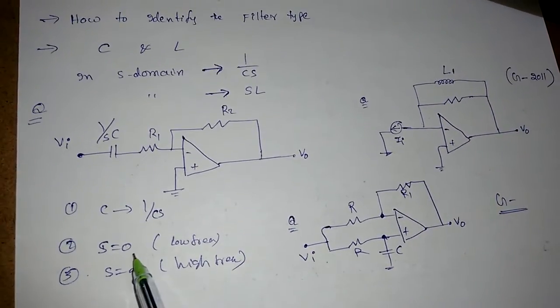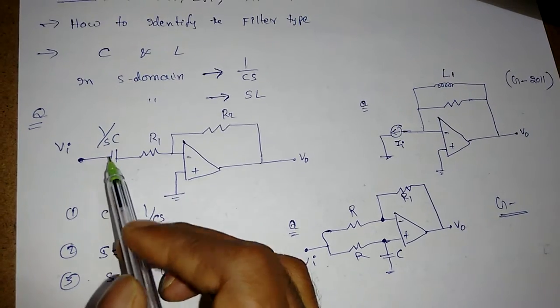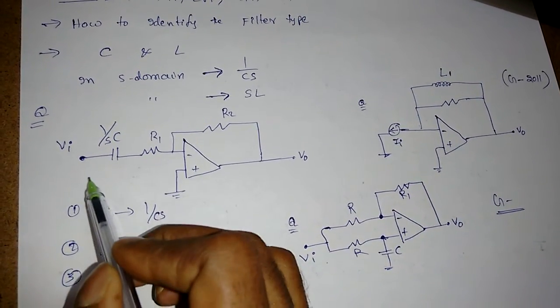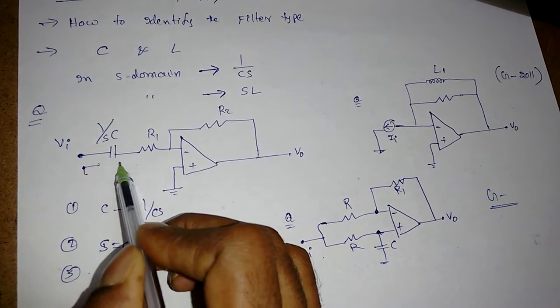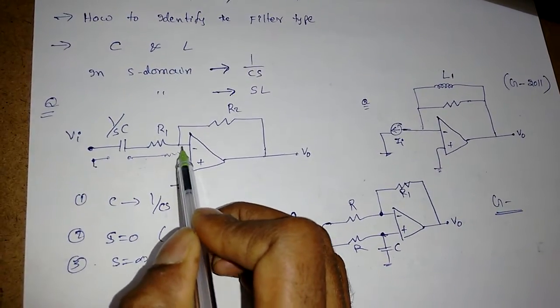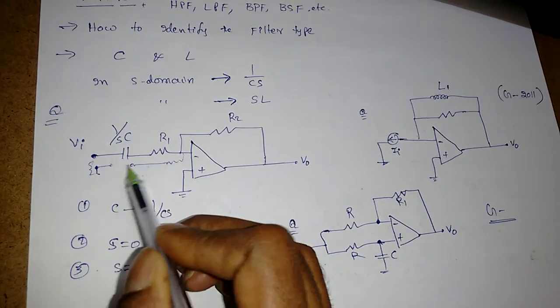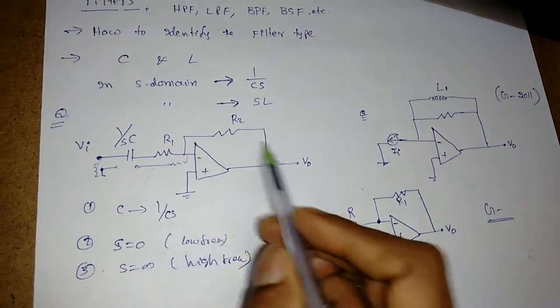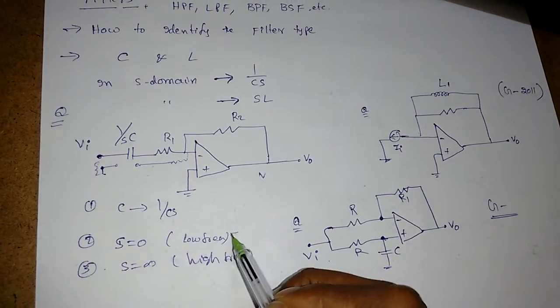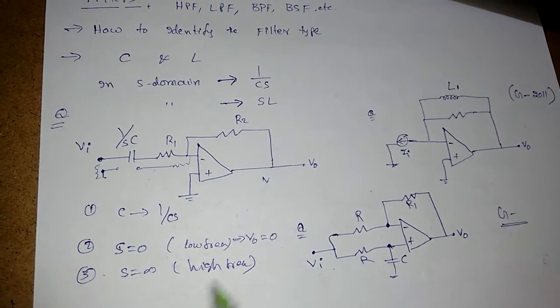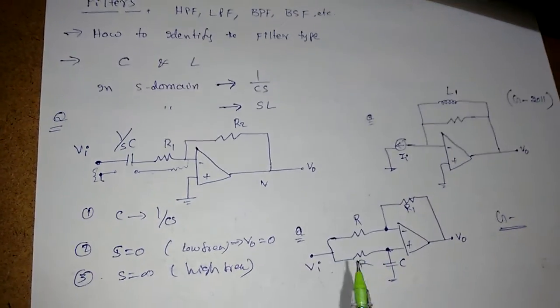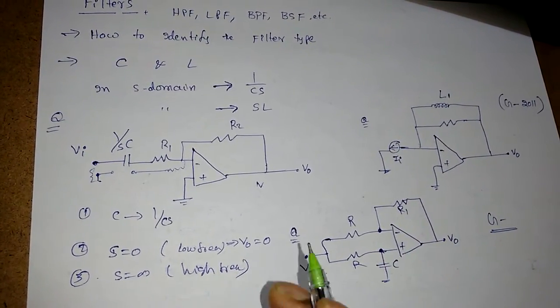Now when S is equal to 0, 1 by 0 will become infinity. That means it behaves like an open circuit, and this is a resistor. This is the equivalent model. Now when there is no path between input and output, in step 1 I will get V0 is equal to 0. That means no output we are getting.